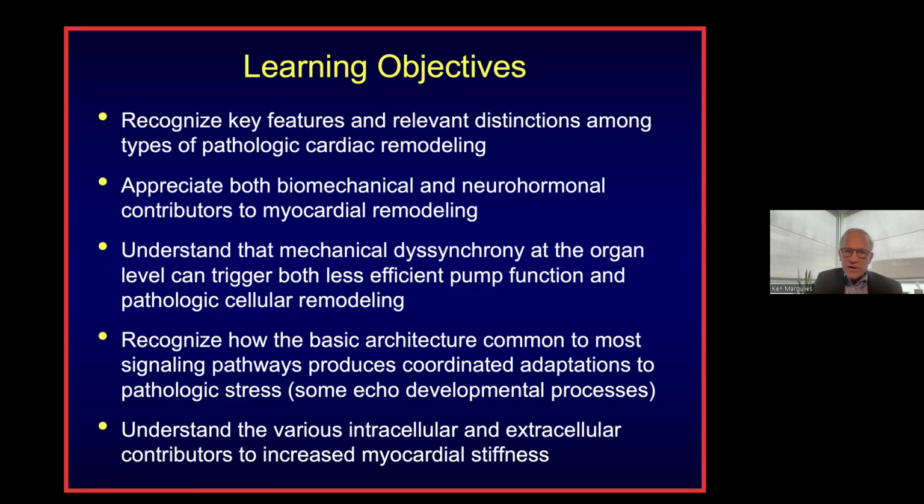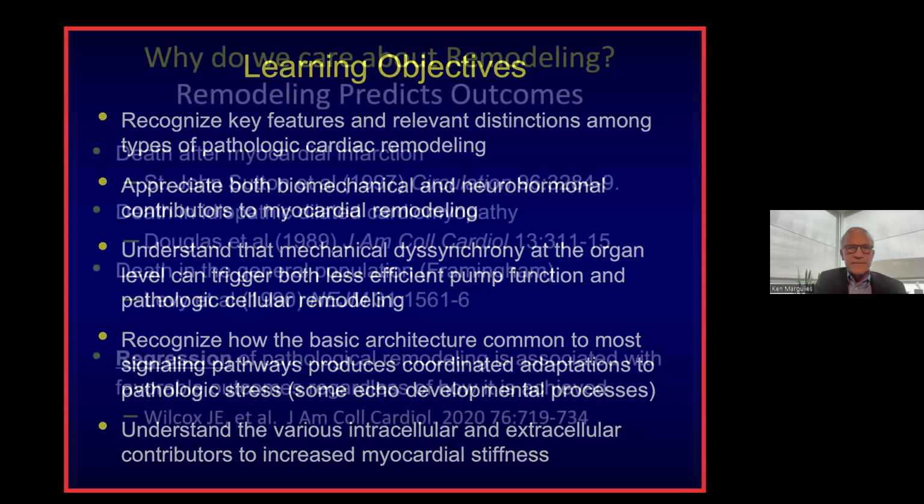Recognize how the basic architecture common to most signaling pathways, which can often be quite confusing, can be distilled down into elements that are maybe less confusing and produce coordinated adaptations to pathologic stress. Some of these coordinated adaptations echo developmental processes in something we call the fetal gene program. I'll have a bit about that. And understand the various intracellular and extracellular contributors to increased myocardial stiffness towards the end here. So let's get on with it.